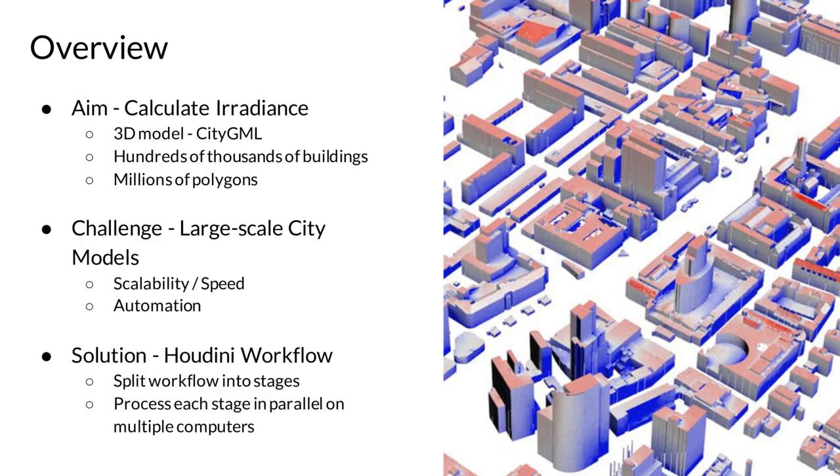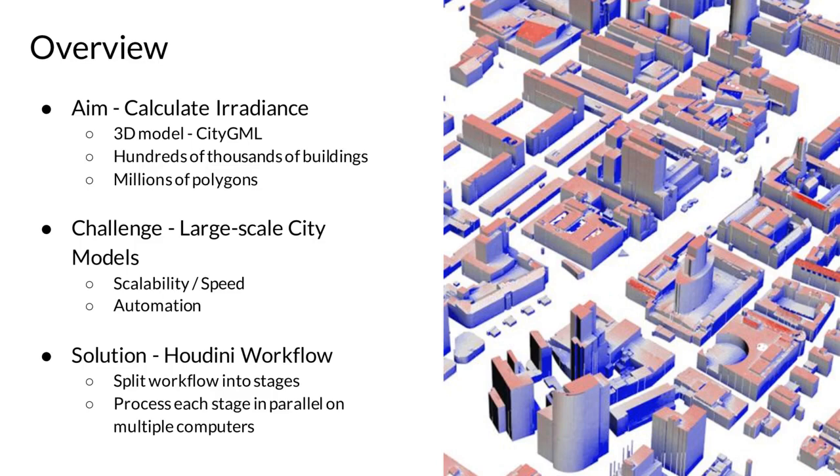The aim of this research is to provide an automated irradiance mapping workflow for the simulation of large-scale city models. The workflow calculates irradiance on all building surfaces, irrespective of whether the surface is opaque or glazed. This presentation will describe the workflow and show two case studies, one of Singapore and another of Rotterdam. The case study models have hundreds of thousands of buildings and millions of polygons.